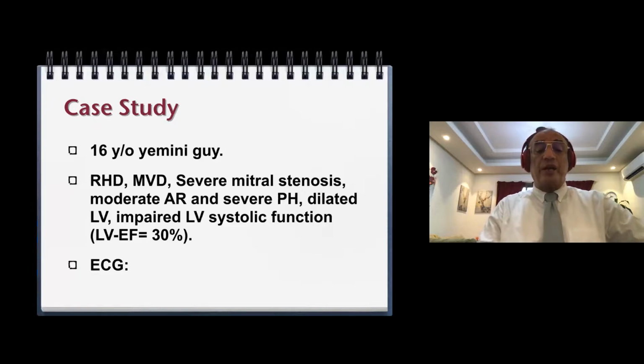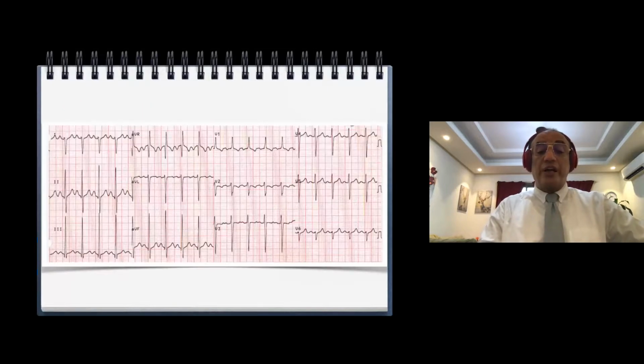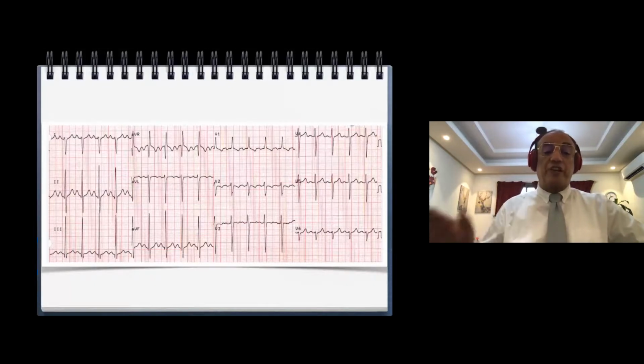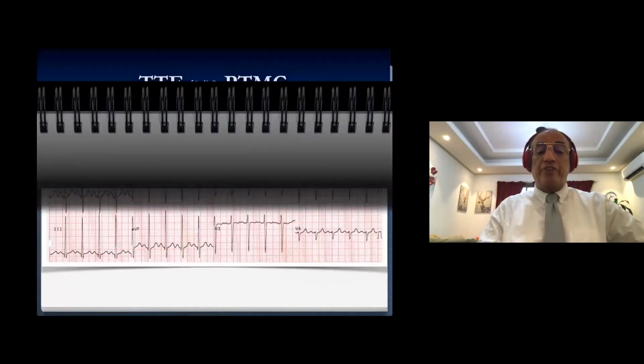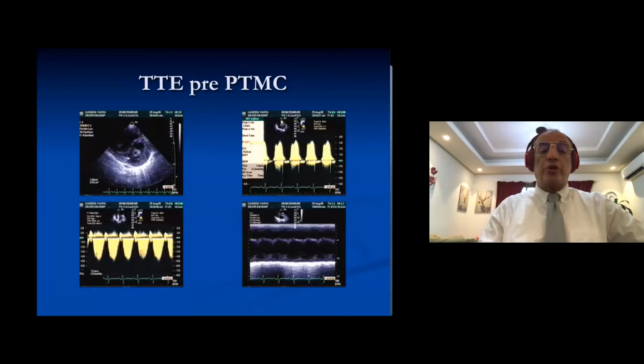Last case, a 16 years old Yemeni guy, rheumatic heart disease, severe mitral stenosis, and you can appreciate here the ECG classic pictures of RV strain, RV failure, RV hypertrophy, and right axis deviation with prominent R wave in V1 and V2. Echo, the mitral valve is not opened at all. The area 0.4 centimeter. The mean gradient 30. This is incompatible with life.